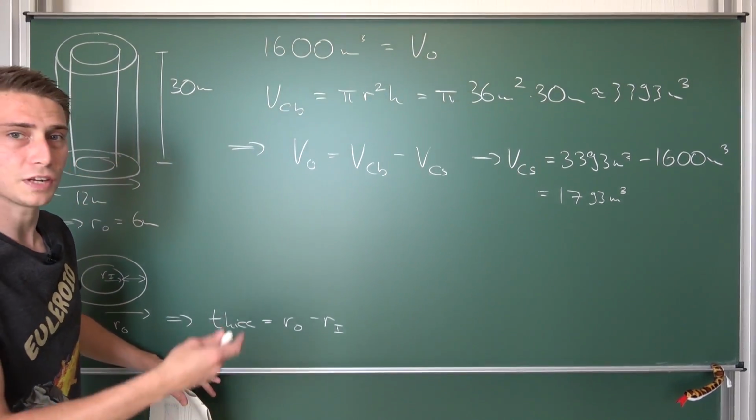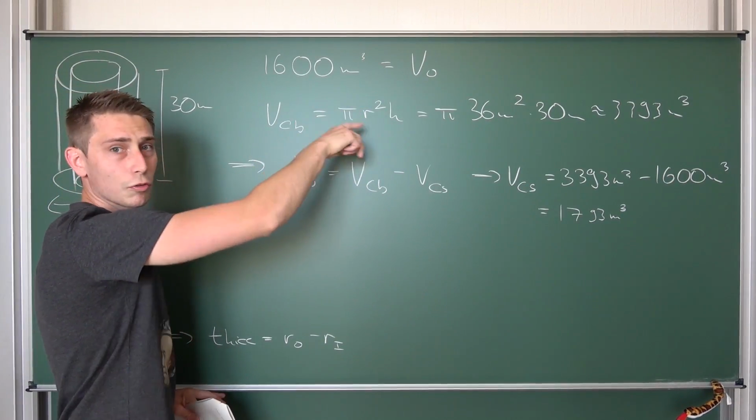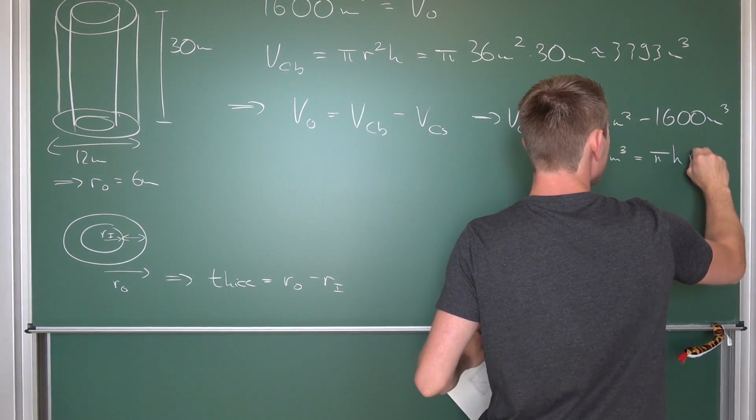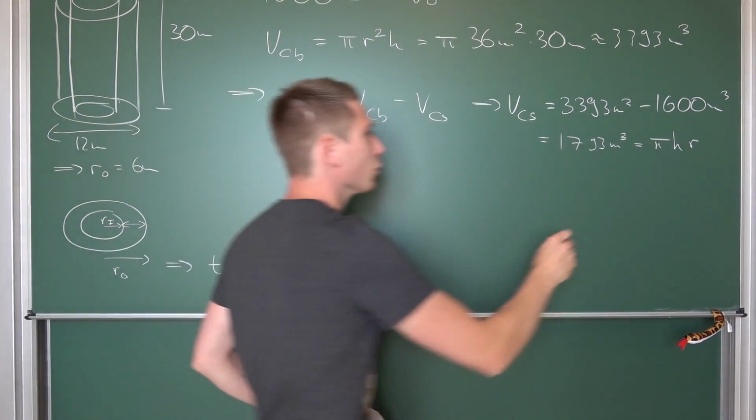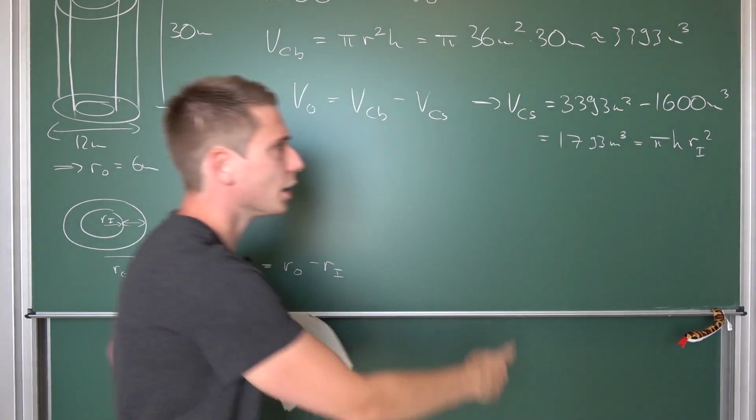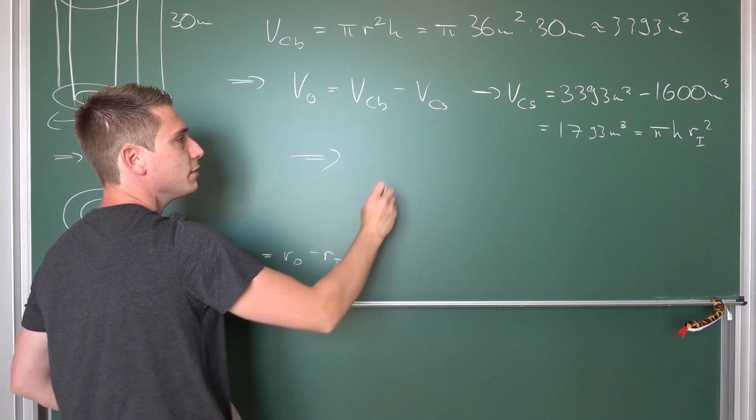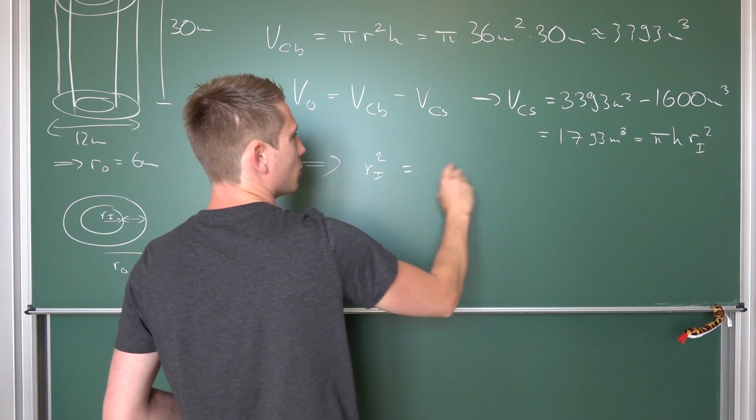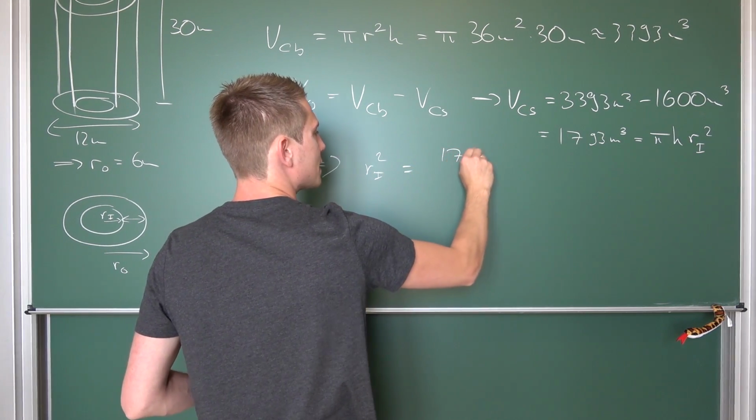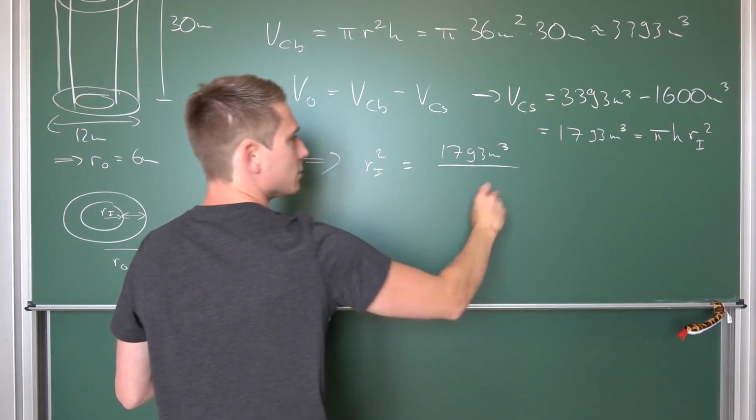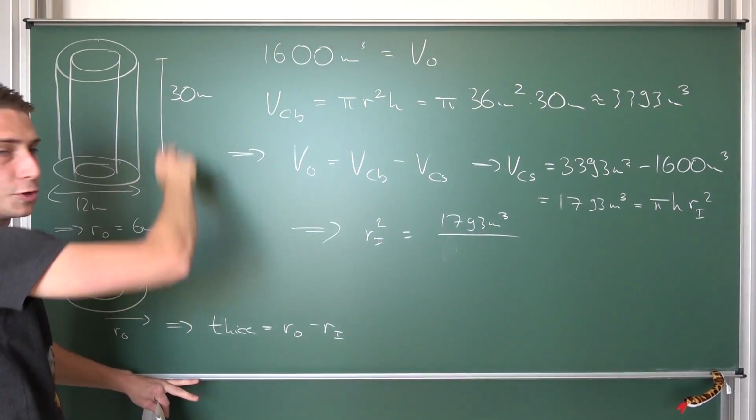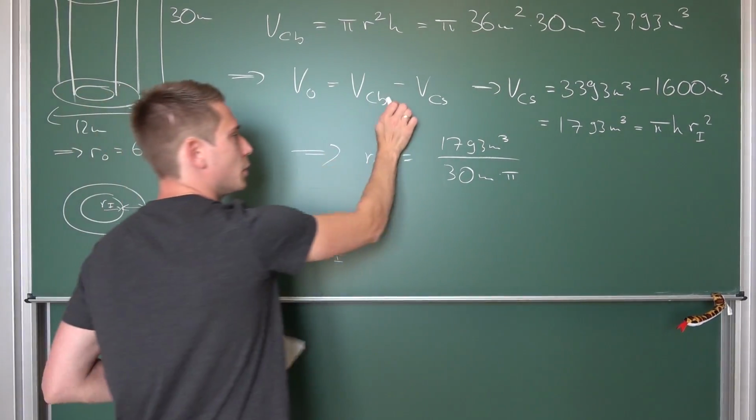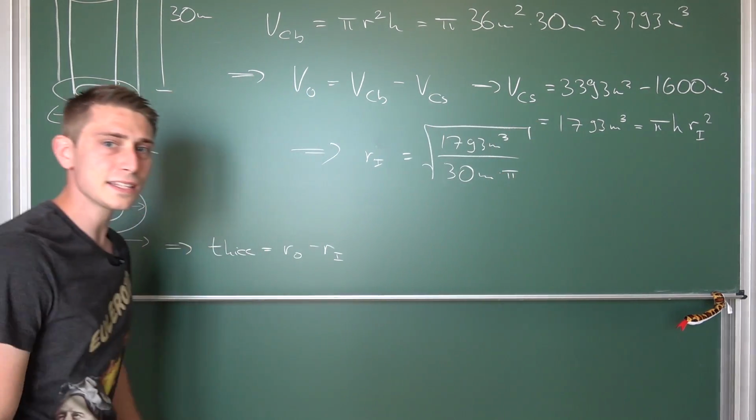And like I said before, if we have the volume of the small cylinder, we can solve this equation, because the volume of the small cylinder is nothing but pi times h times the inner radius squared, which is what we are looking for. Now we can simply solve this equation. At first we divide both sides by pi and h. So Ri squared is going to be our volume, 1793 cubic meters, divided by h, which is 30 meters, times pi. And now we take the positive square root. It's only defined positive. And thus, we are basically done.